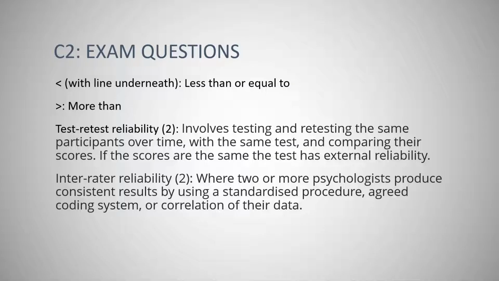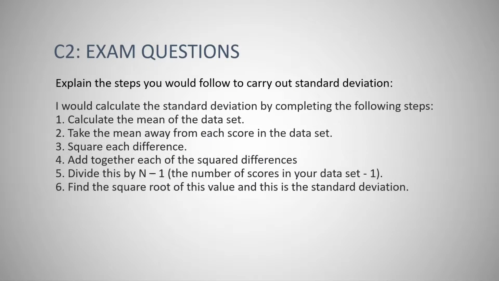If the scores are the same, then the test has external reliability. Inter-rater reliability, where 2 or more psychologists produce consistent results by using a standardized procedure, agreed coding system, or correlation of their data. So explain the steps you would follow to carry out standard deviation.